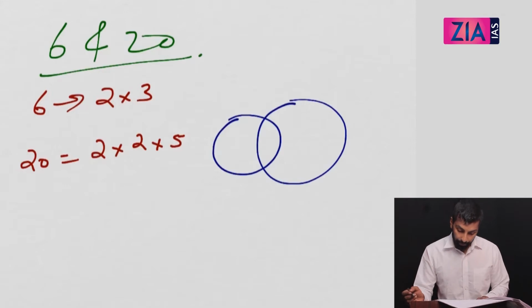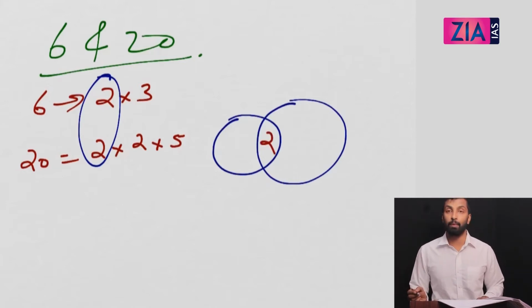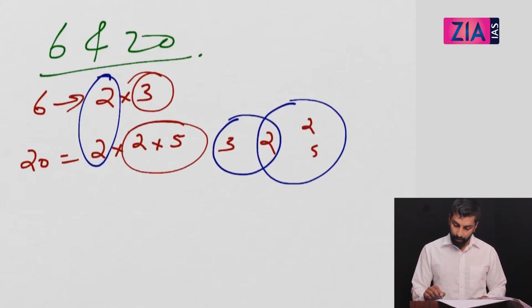Okay, now what is common here? If you see here, 2 is common in both, right? So let's write that 2 inside. That is common for both. What is left out? 3 is here, let's write that 3 here. 2 and 5 is here, let's write that 2 and 5 here.